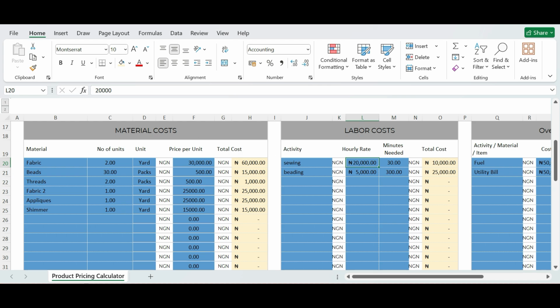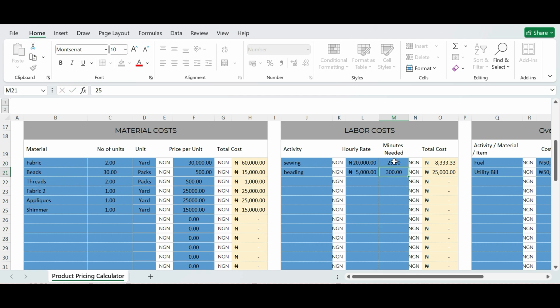Okay, let me be realistic. Yeah, 20 is realistic, I think. Maybe beaders are paying them 5,000 per hour. I don't know. Like I said, this is fictional. And maybe they need 30 minutes to sew a blouse, or they take 60 minutes, that's an hour to sew a blouse, depending on what you do.